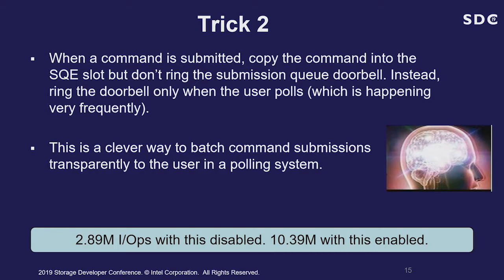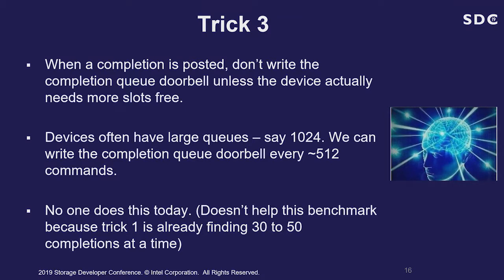OK, and so trick three. When a completion is posted, don't write the completion queue head doorbell to tell the device that we consumed the completion. Because the queues are big, 1024 maybe is a common size. And all the submissions are going through the NVMe driver, so we can just do the math. They're one-to-one mapped. Every submission gets one completion. So you know when the device needs new free completion queue slots. All the submissions are coming through our software.